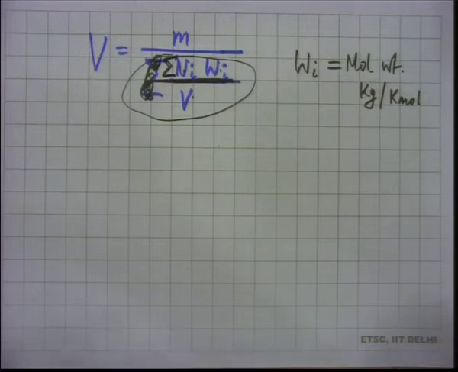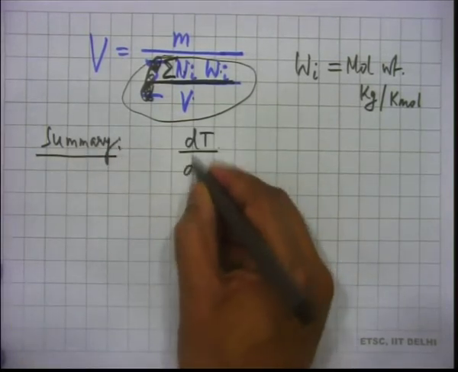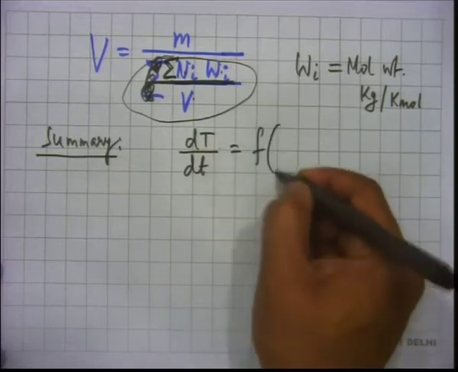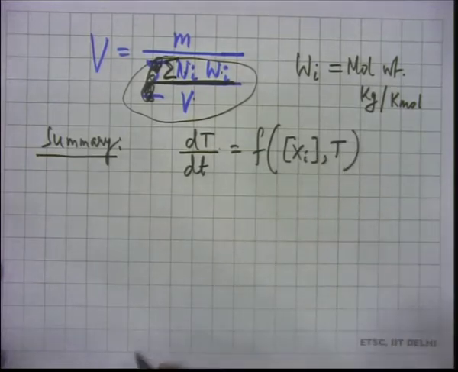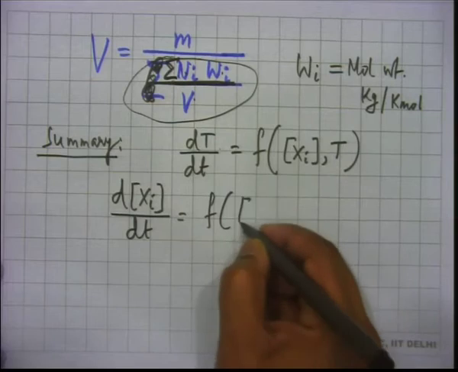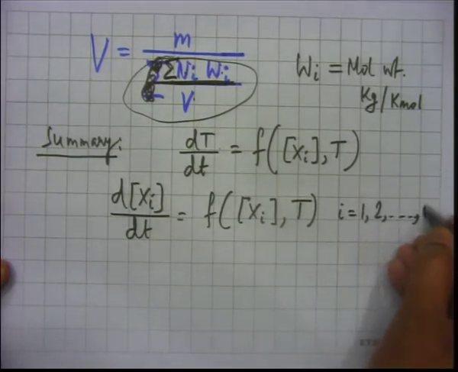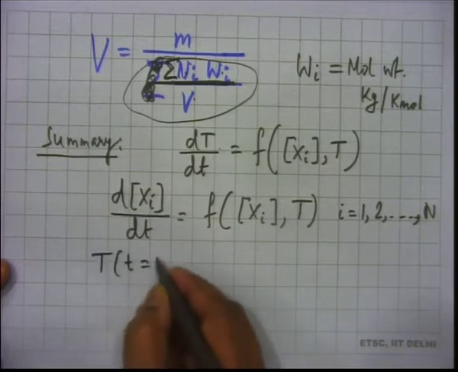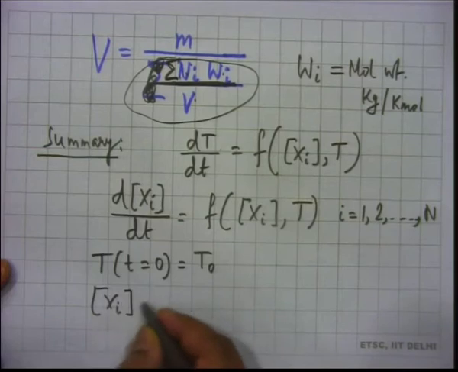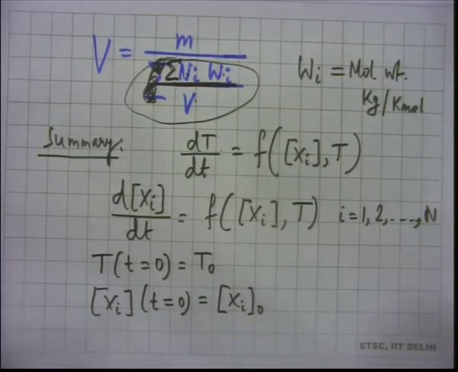So, ultimately our summary is the following, that we are trying to find solutions where d temperature dt is a function of temperature, and dxi dt is a function of temperature. So this is the model summary. So, these are the initial conditions.